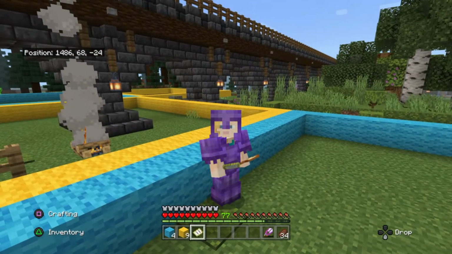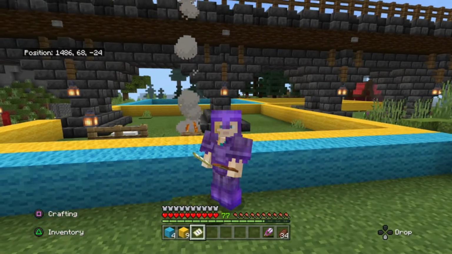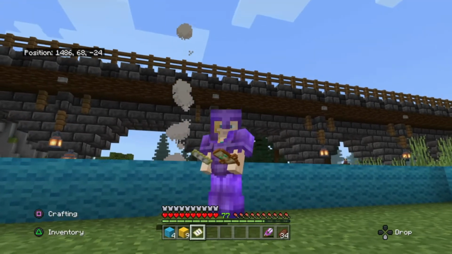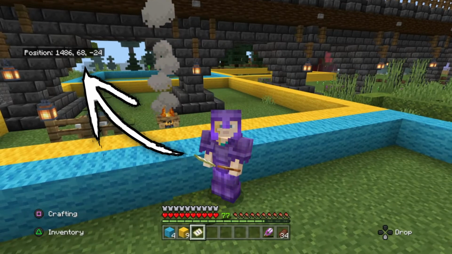In this video, we will show you how to quickly and easily find chunk borders in Minecraft without using mods or resource packs. All you need is your coordinates, some simple math, and some solid blocks of your choice.